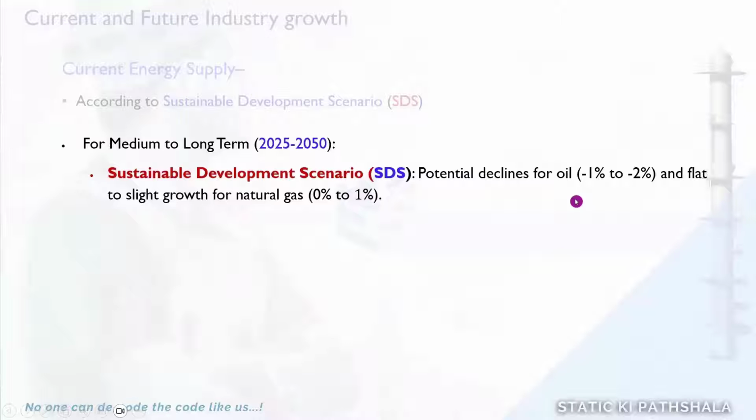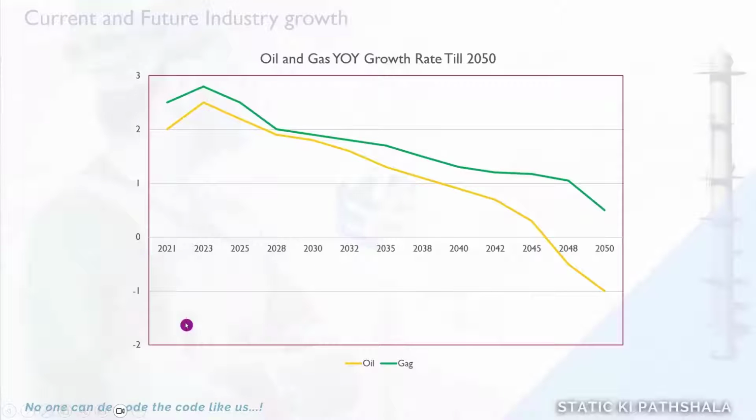And you can see by 2050, almost the oil will be in decreased demand. It will be rather negative as compared to what it is today. So if we just plot that, we can see over here.